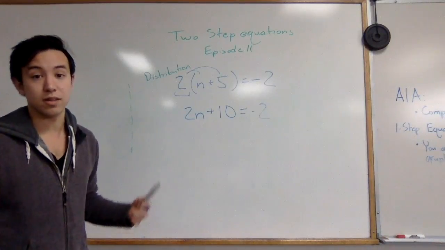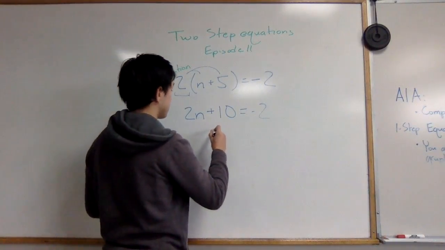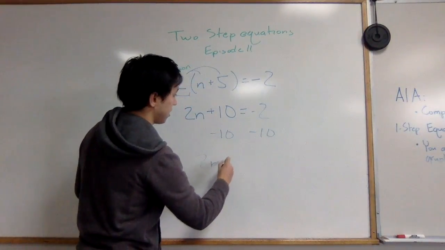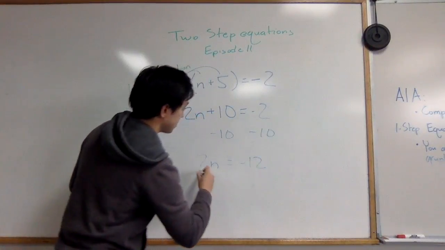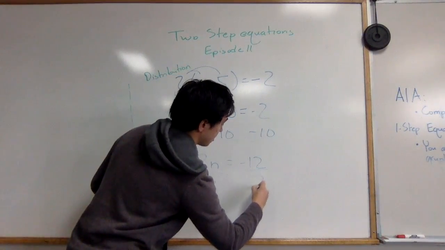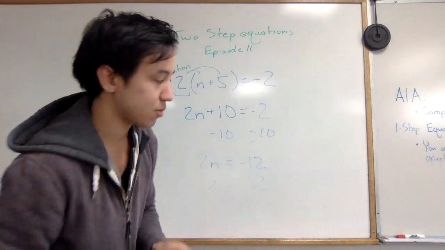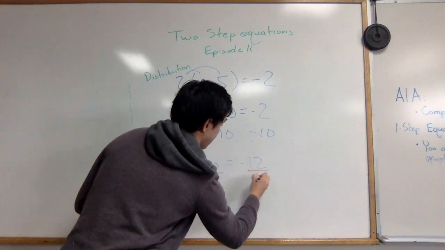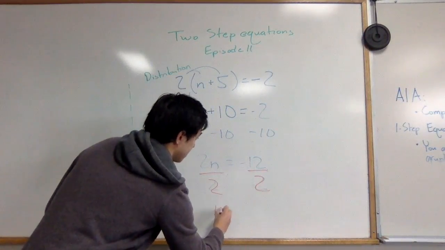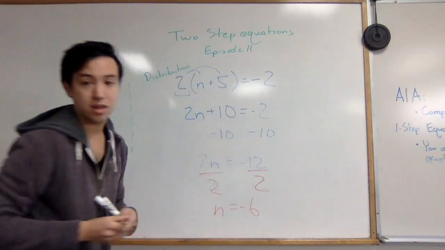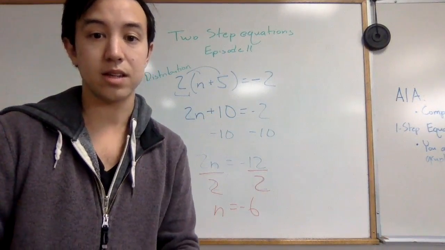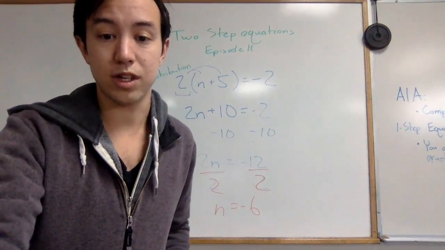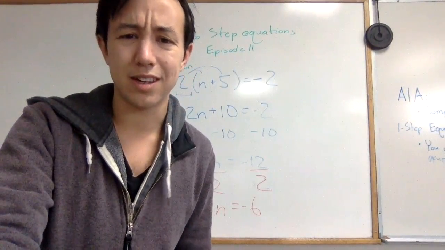And from there, we can solve it using our two-step equation solving skills, subtracting 10 from both sides, and then dividing both sides by 2. Can you read that? This marker is horrible, sorry. That gives us n equals negative 6. So that is problem number 2 on your two-step equations part 2 worksheet. I'll give you problem number 4 next.